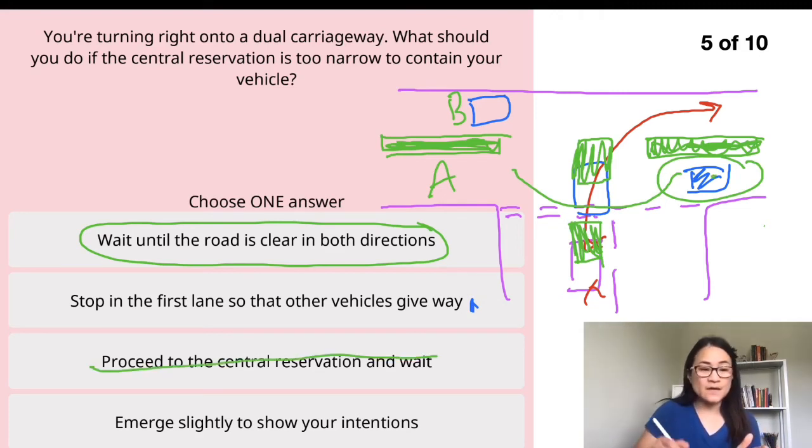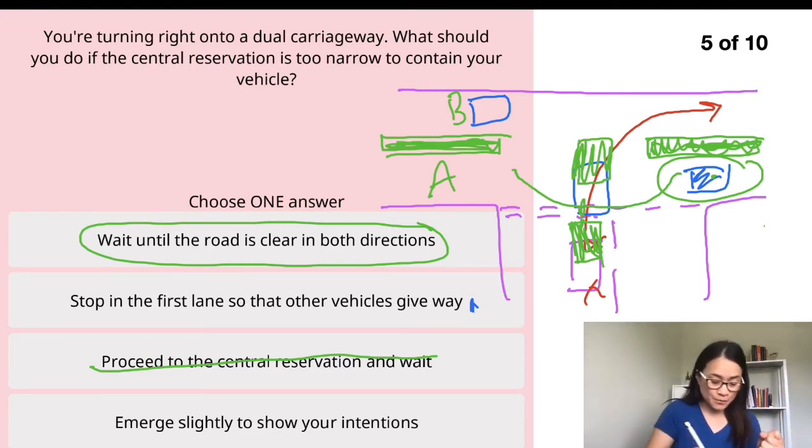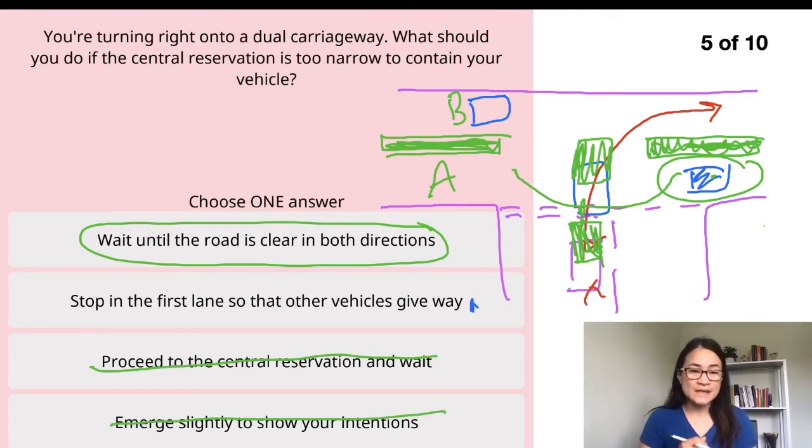Not this one either. The last one said emerge slightly to show your intention. They ask you to peep and creep, so you keep moving forward and begging for another road user, another driver, to stop for you. The safest thing you have to do is wait until the road is clear in both directions.